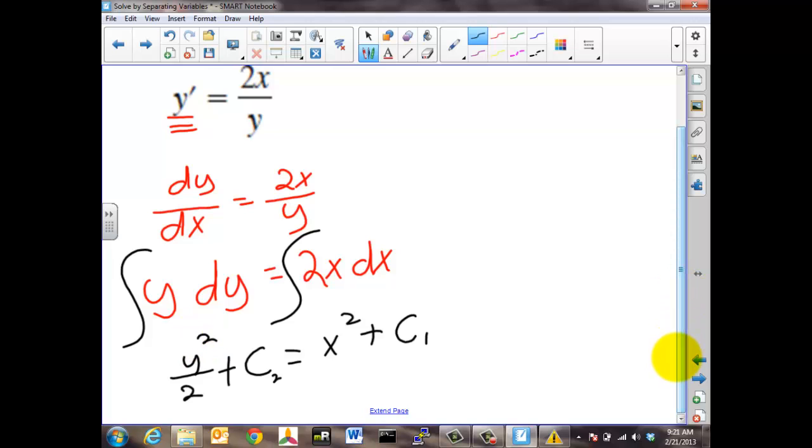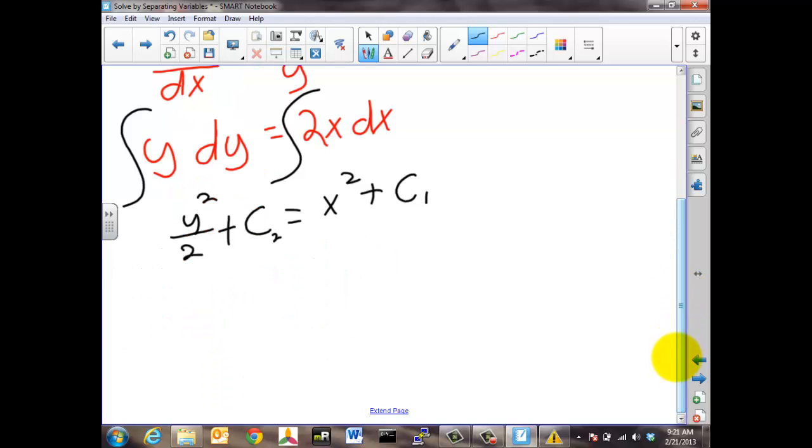Now, is it necessary to have both c's there? Because really, if I were to bring this c over here, I could subtract it from that one because they're both constant numbers, right? So normally you would not see it written with two c values there. Normally you would see maybe this written, y squared over 2 equals x squared plus a capital C.